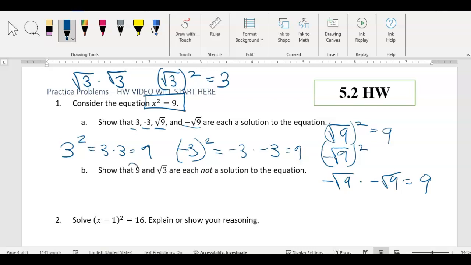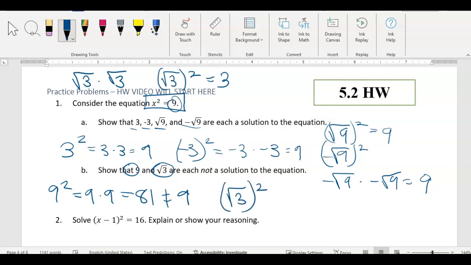It says show that 9 and the square root of 3 are not a solution to the equation. So if I plug in 9 squared, that equals 9 times 9, which equals 81, and 81 does not equal 9. Similarly, if I put in the square root of 3 squared, that is the same as the square root of 3 times the square root of 3, which is the same as 3, which does not equal 9.